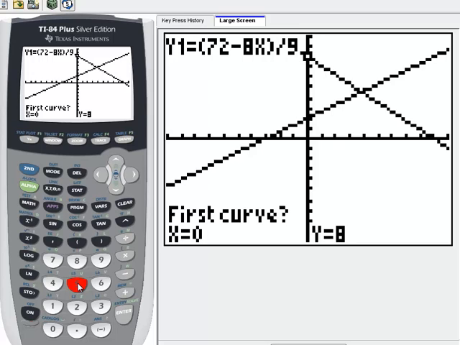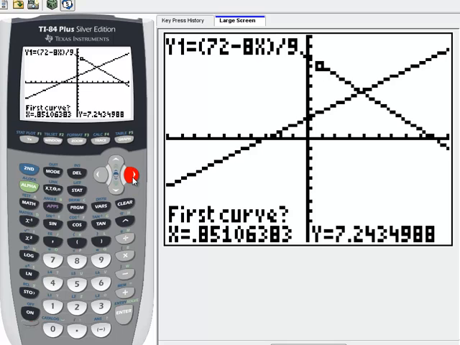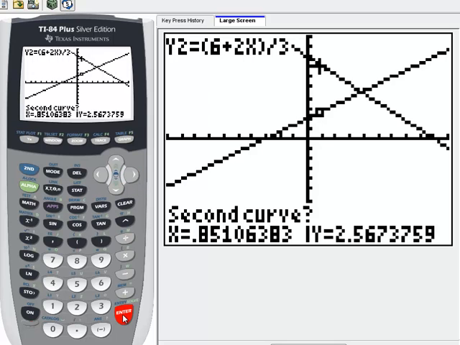Right now, I see the calculator cursor is up here. I'm going to just move it over to the right a little bit to more clearly see what's going on. Okay, now the question, which is down here in the lower left corner, is this our first curve of the intersection? Sure, it can be. So we can say yes by pressing enter. Now the calculator cursor jumped over to this other straight line, and it's asking us, is this the second curve of our intersection? And we say yes by pressing enter.